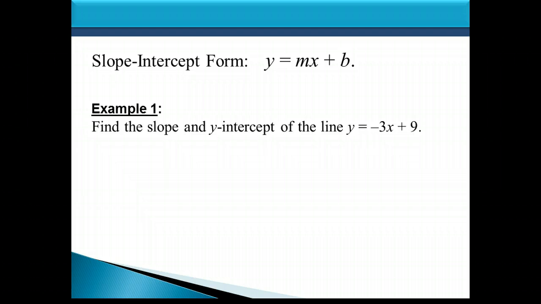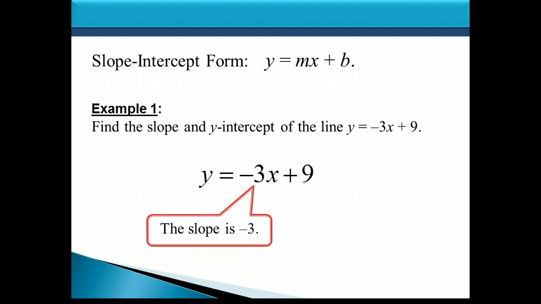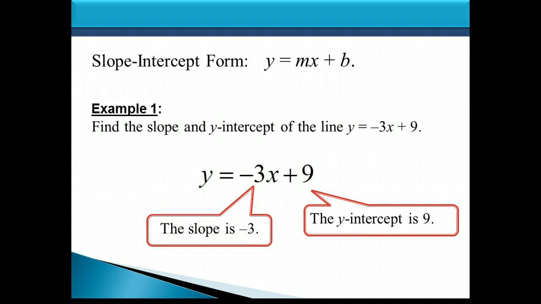So here's the slope-intercept form again, and we're going to use this to find the slope and y-intercept of the line represented by the equation y equals negative 3x plus 9. Fortunately, this equation already has the y isolated, so we can easily see the slope and the y-intercept. Looking at the form, the slope is always going to be the coefficient on the x after the y has been isolated. And then the constant is the y-intercept. So for this equation, the slope is negative 3 and the y-intercept is 9.